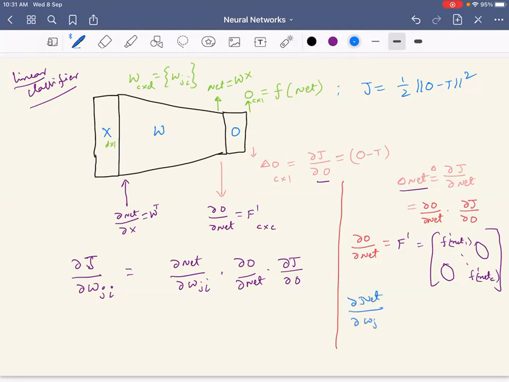Now what is ∂net/∂Wj? You remember how we defined it, or what we found it as? ∂net is a vector, in fact in the numerator it is a vector. So how did we write ∂net_k/∂Wj? It is equal to Xi when k is equal to j.